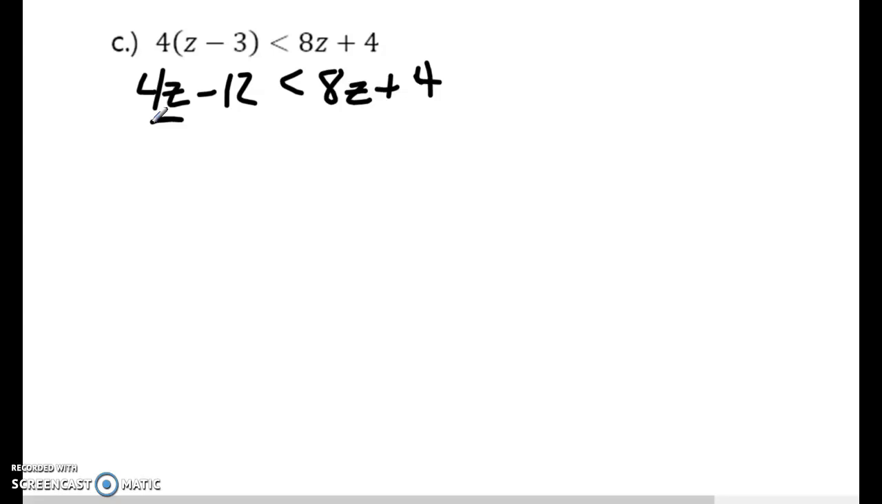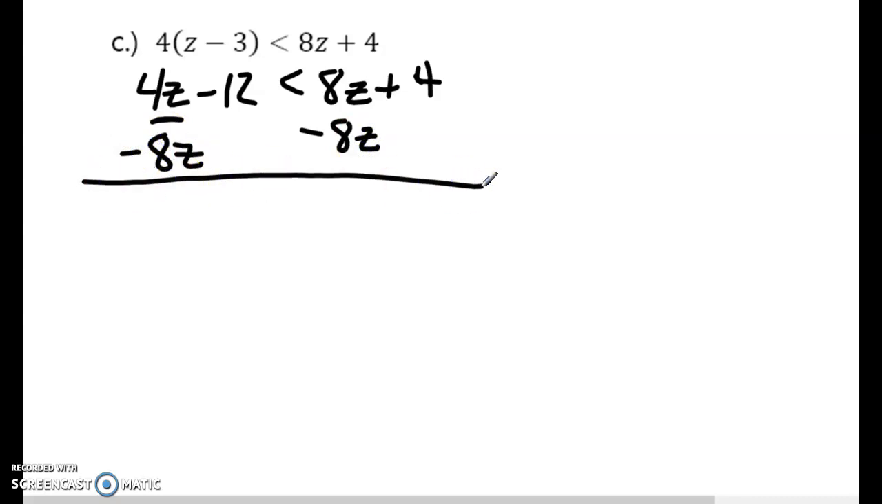So what do I do to get rid of this 8z on the right side? Ilian, what do you think? If I wanted to move that, how would I move it? Subtract 8z, correct. So 4z minus 8z, that's not a divide. 4z minus 8z is going to be a -4z. And we still have our minus 12. Is less than, there, that's gone. We just have 4 on the right.